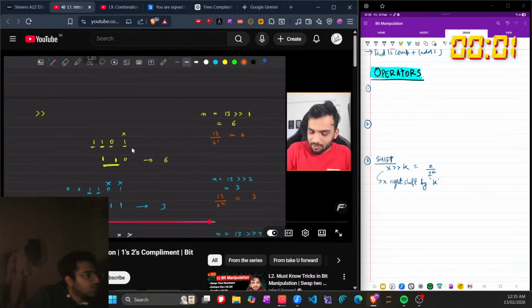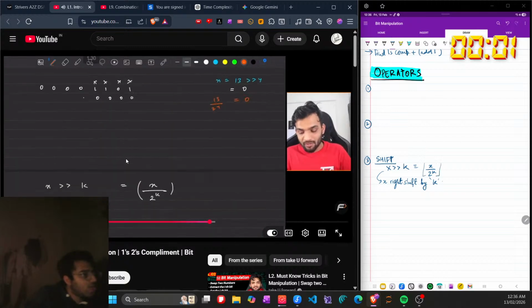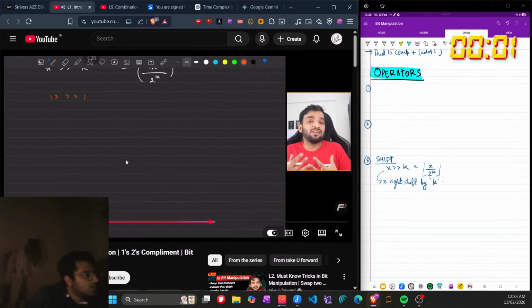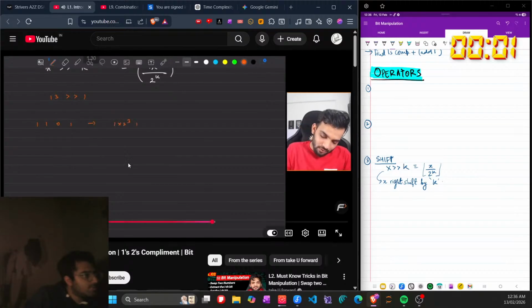So I'll take a very small example in order to explain why it works. I'm saying 13 right shift of 1. So let's understand what 13 is initially. 13 is 1101. Let's try to write it down in terms of the decimal conversion. That's 1 into 2 to the power 3, plus 1 into 2 to the power 2, plus 0 into 2 to the power 1, plus 1 into 2 to the power 0. Agreed?